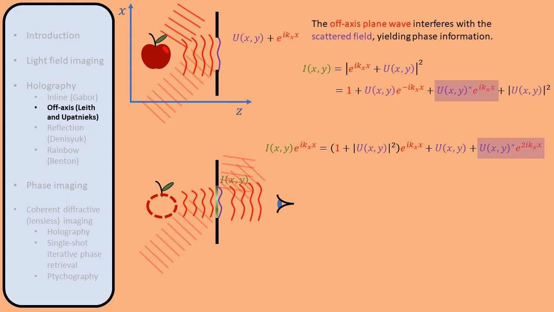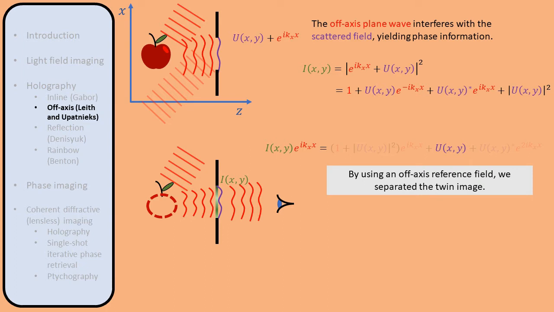Whereas in inline holography the fields of all the terms overlapped, in off-axis holography the different fields propagate at different angles. Therefore they are separated, and if we look from the right angle, we'd only see the field that the original scene produced. So by using an off-axis reference wave, we solve the problem of the twin image.